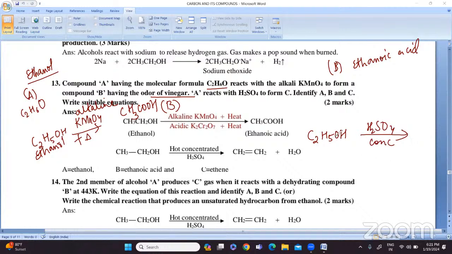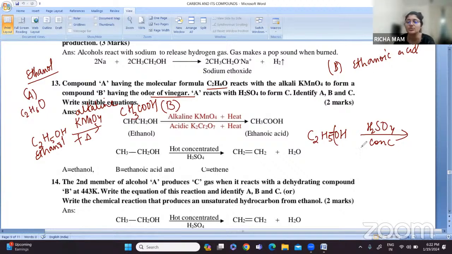So what happens when you take an alcohol and react it with acid? The alcohol will be protonated and it will leave as a water molecule. So there will be loss of a water molecule. So what does it form? It forms an alkene. An alkene is formed, plus a water molecule is left.